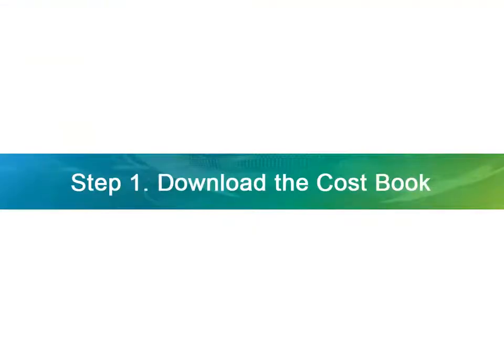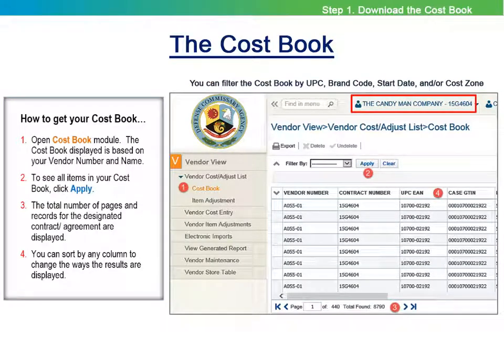Step 1. Download the cost book. The cost book serves 2 primary functions. It allows you to view current cost and other information on all the items you provide to DECA under a specific contract or agreement, showing the unique vendor number. You see what DECA sees. And it allows you to create and download a spreadsheet to enter and submit cost changes electronically.